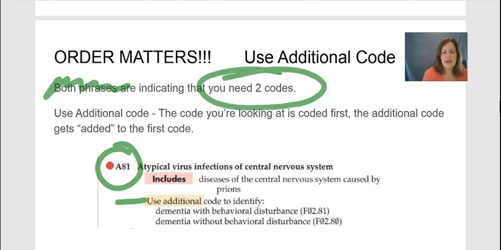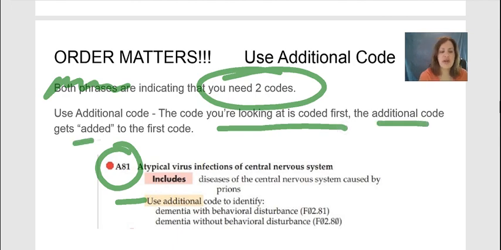Ignore this because I made a second slide for the other phrase. So you're like, what 2 phrases? That's because it's not on this slide. That's why. Use additional code means you need 2 codes. The code you're looking at is coded first, and the additional code is added on to the first one. You have to have a house before you can build an addition. So you have to have a code before you can have an additional code.